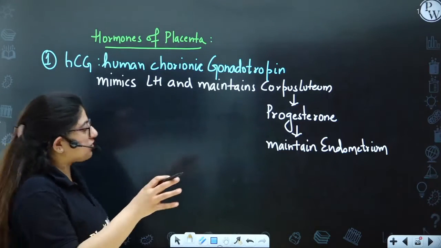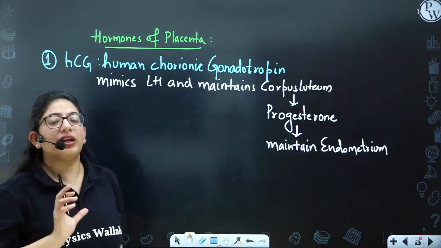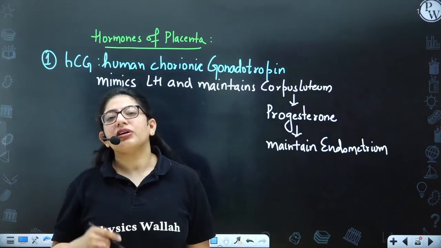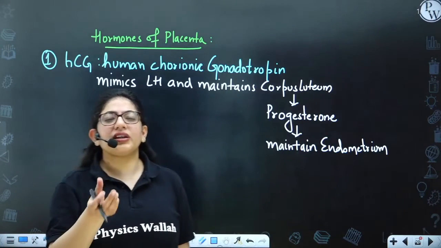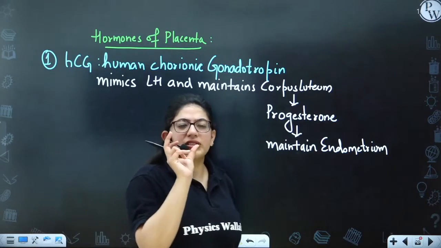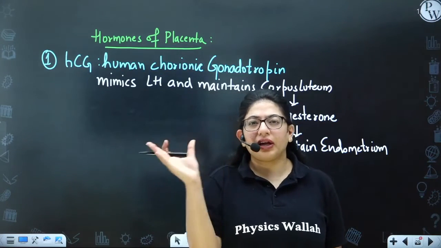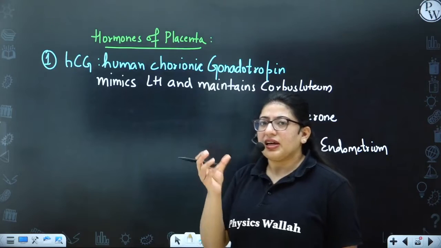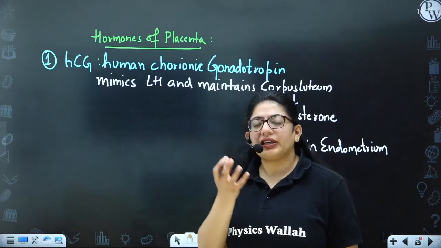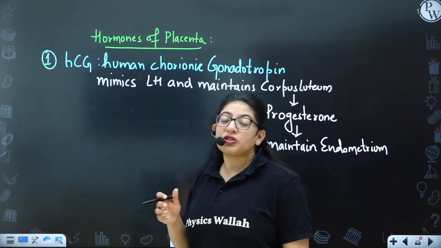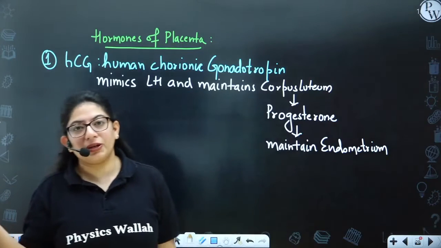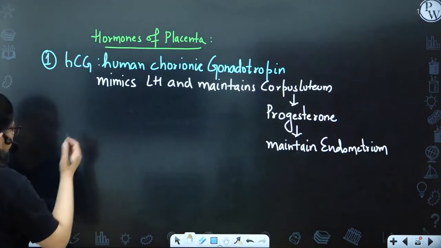and this HCG will act as an indicator. It comes out in the urine, and you have seen in the advertisements these small sticks, right? Like Prega Sure and like that. So these sticks work in a way that they detect whether HCG is present in the urine or not. If HCG is present, the female is pregnant. Okay, so the first hormone is HCG.